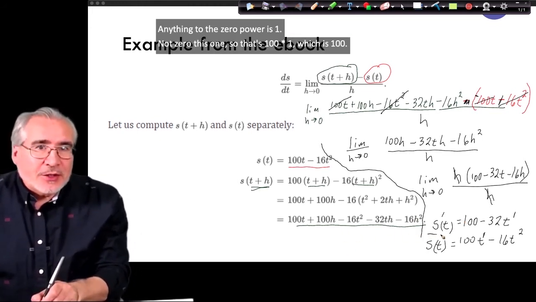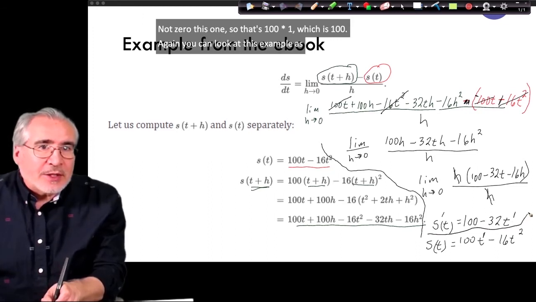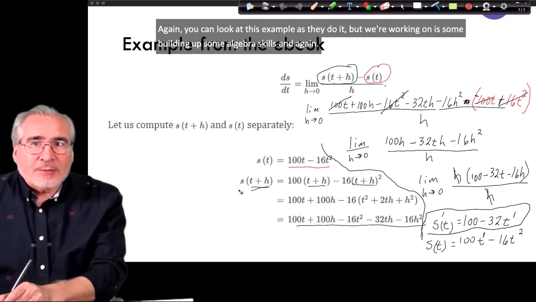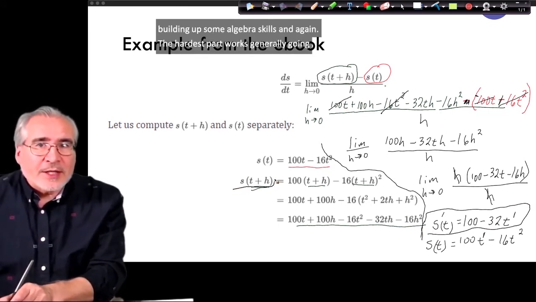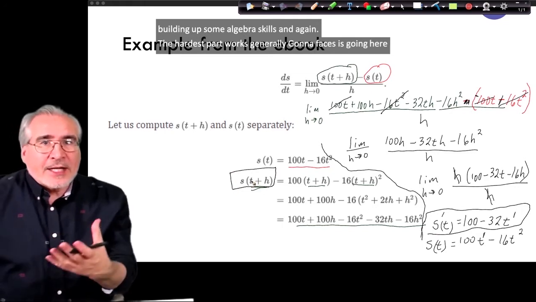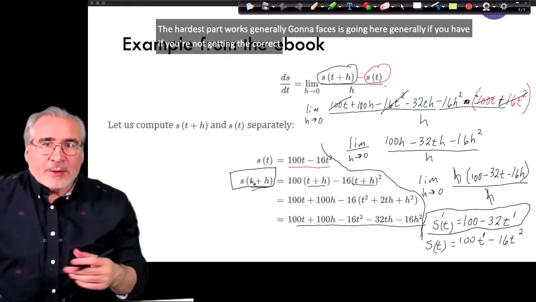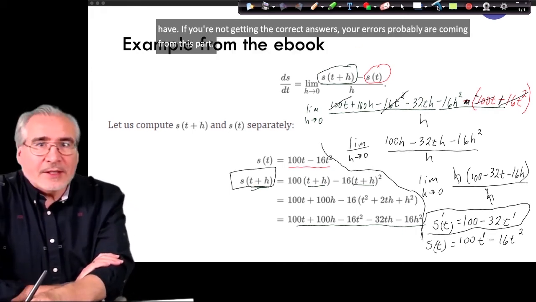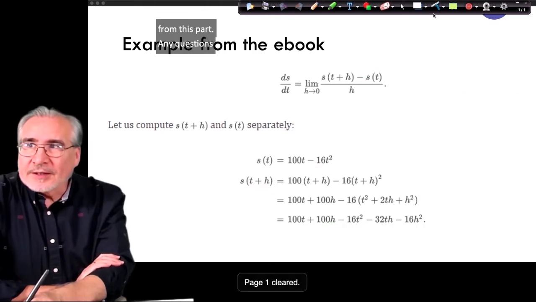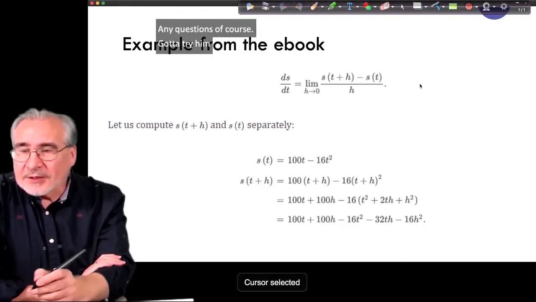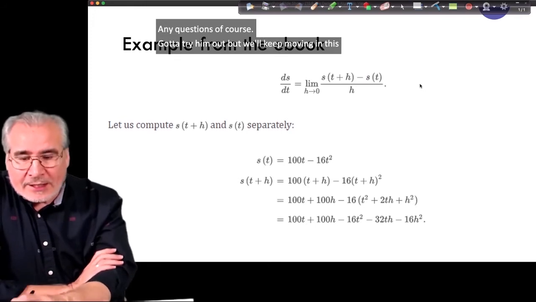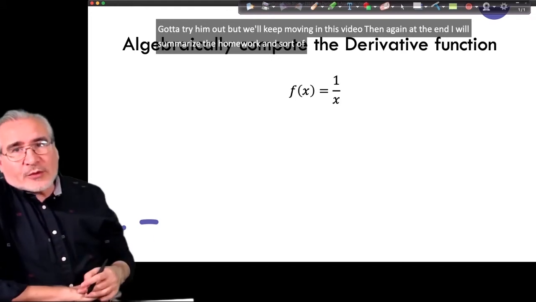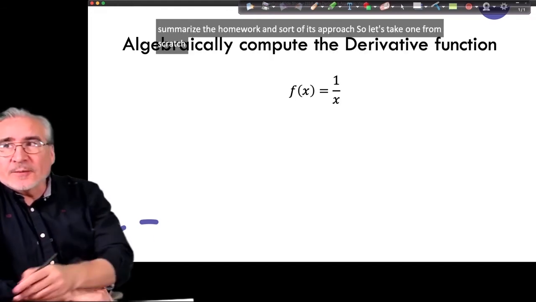Okay, so again, you can look at this example as they do it. What we're working on is building up some algebra skills. And again, the hardest part we're generally going to face is going here. Generally, if you're not getting the correct answers, your errors probably are coming from this part. Okay. Any questions? Of course, got to try them out. But we'll keep moving in this video. Then again, at the end, I will summarize the homework and sort of its approach. So let's take one from scratch and just see how we do.